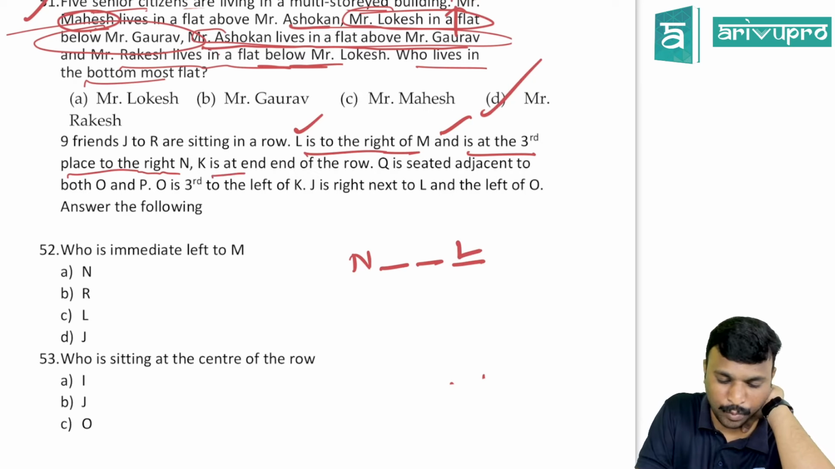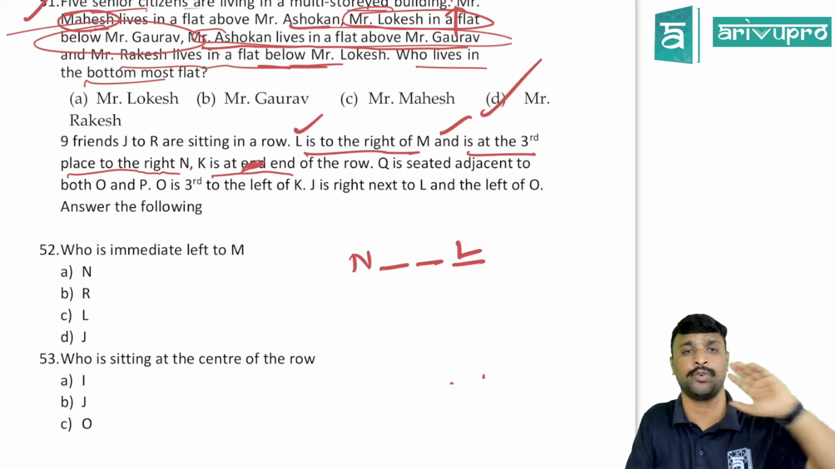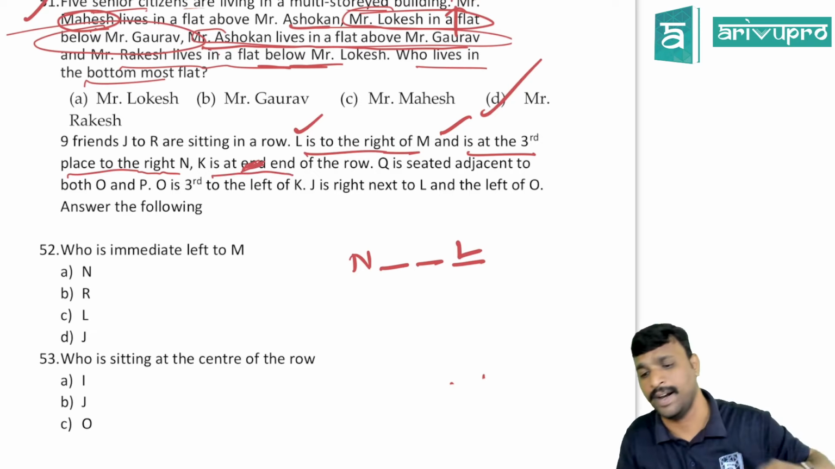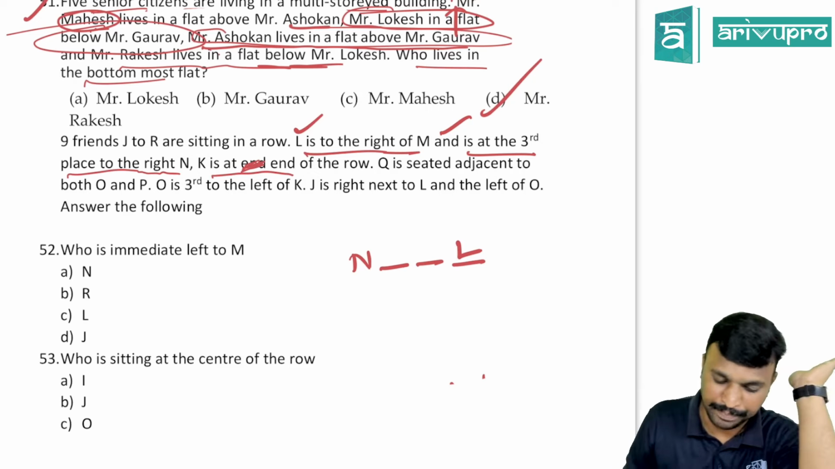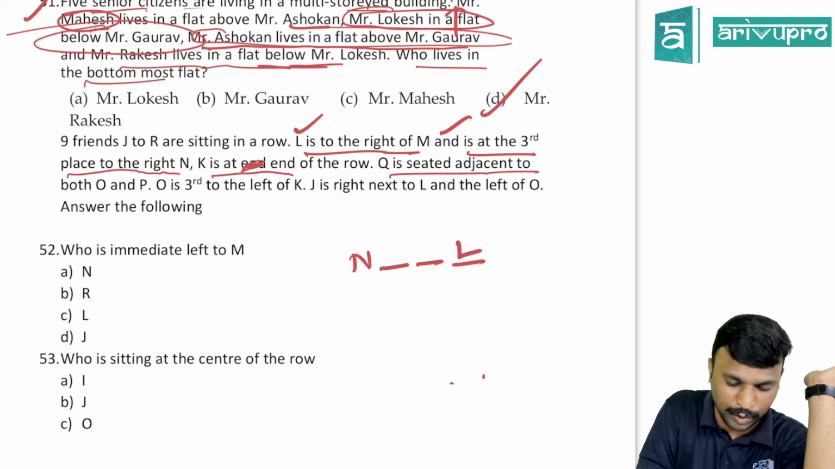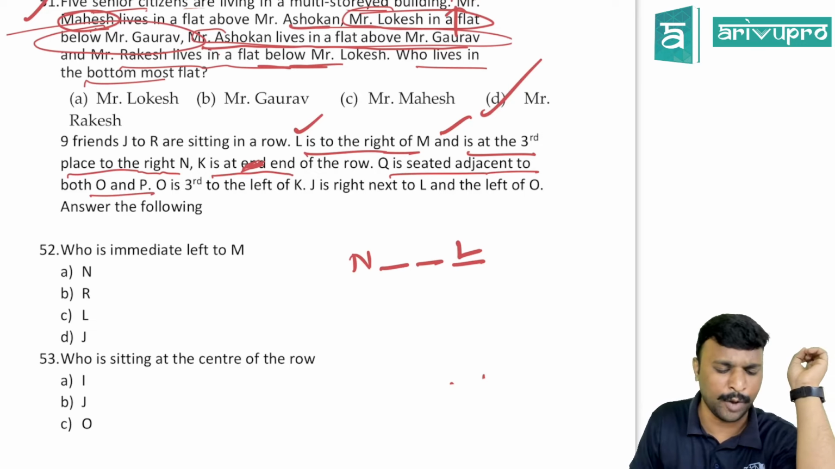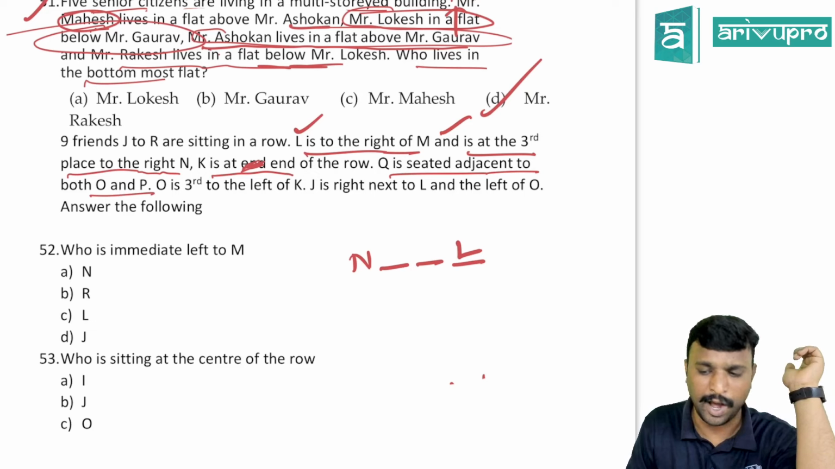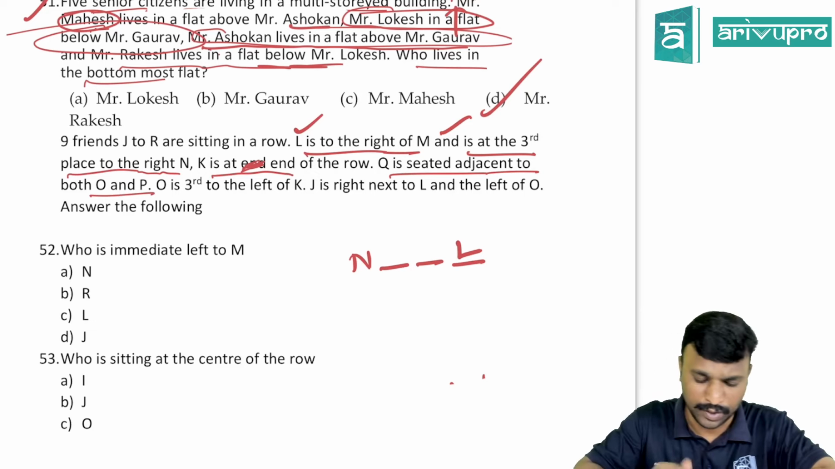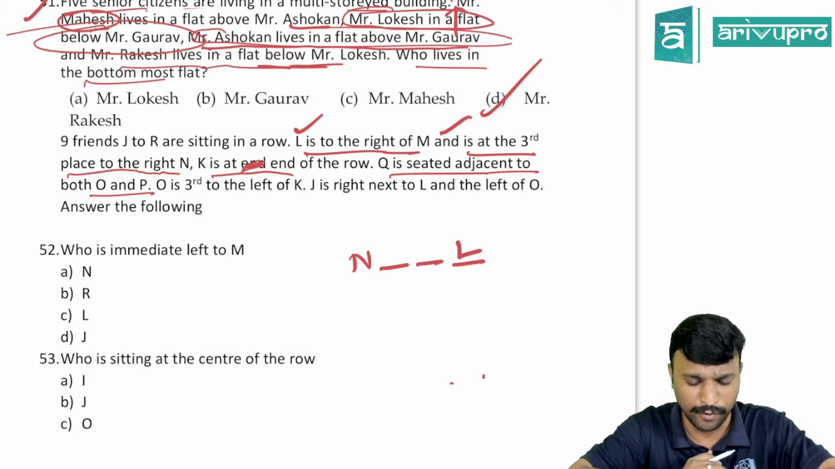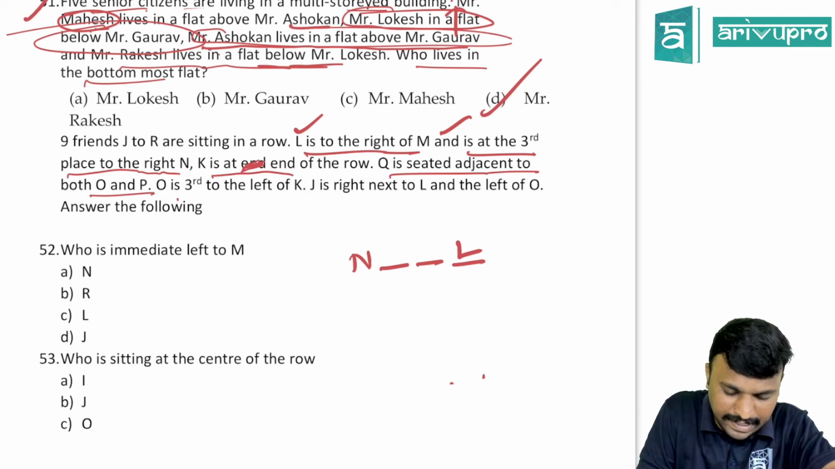K is at the end of the row. It could be the left end or the right end, which we don't know actually. Okay. Q is adjacent to both O and P. Guys, first of all, there are how many friends? 9 friends. So how many positions have we marked? Only 4 positions.